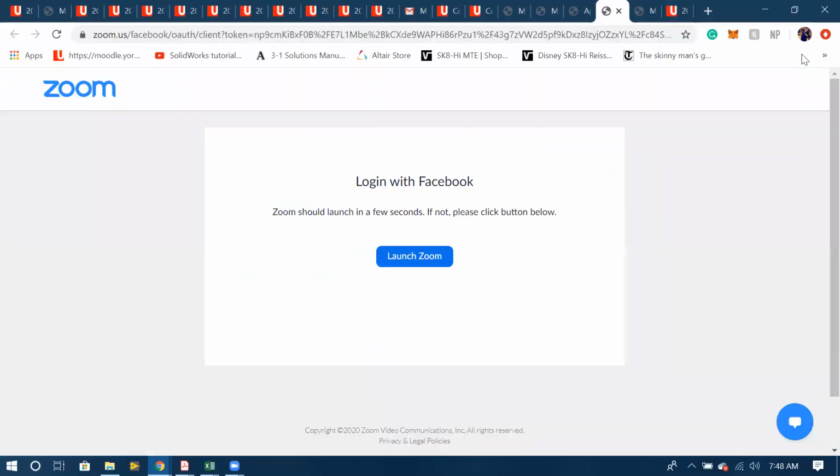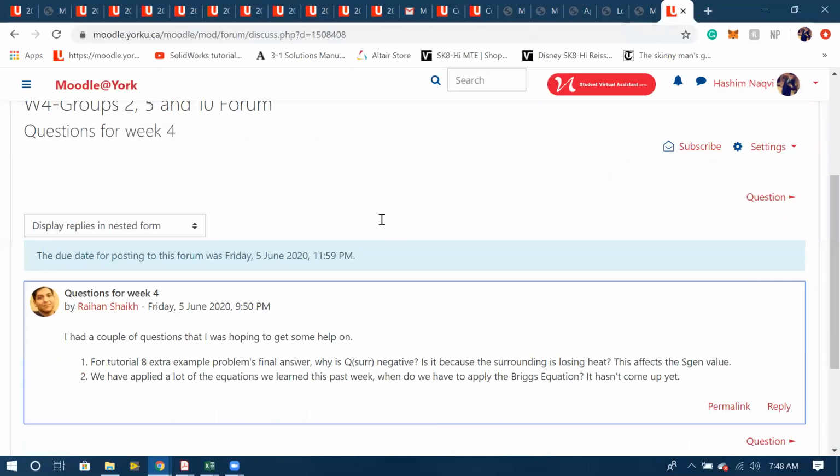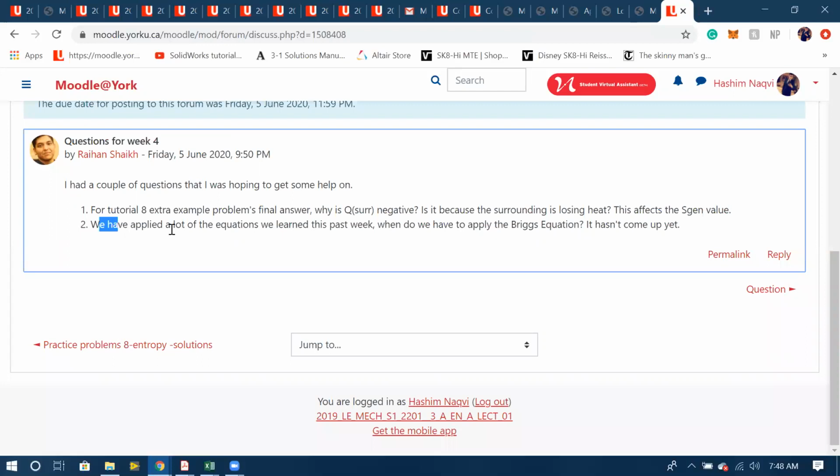Let me see if there's anything else which is unanswered. Second, we have applied a lot of equations. When do we have to apply the Briggs equation? Briggs equation, honestly, I don't know. I haven't come across a question yet, but I cannot say.